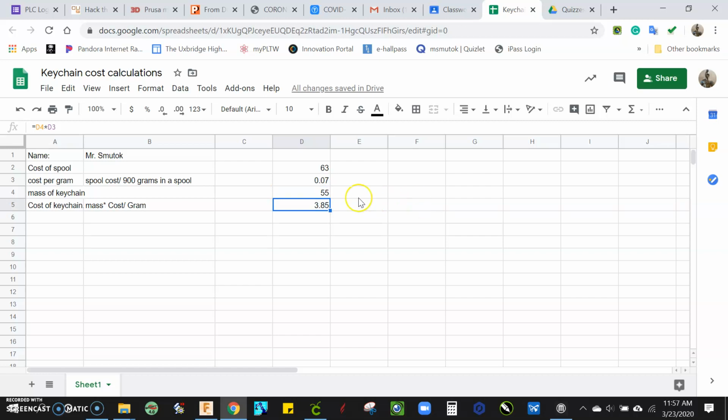So by simply using that formula and calling out whatever's in here, using those cell addresses, if you will, it's much easier to use a spreadsheet than typing in numbers every time. So hopefully this helps. Again, let me know if you have any problems.